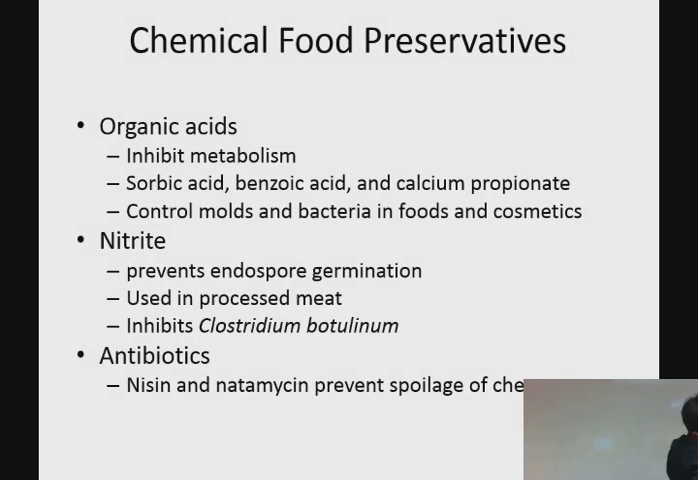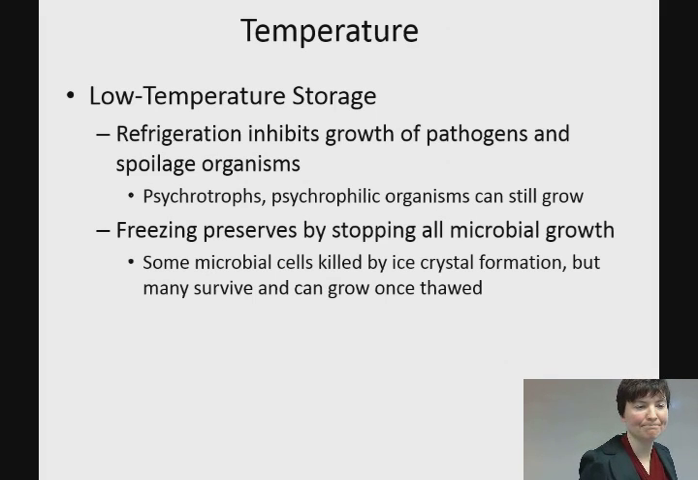Nitrite is really good at preventing endospores from germinating, and so it's frequently added to processed meat. Have you heard of nitrites in meat, like bacon and other kinds of treated meats? It's used because it inhibits Clostridium botulinum endospores from germinating. Antibiotics can also be used; sometimes they're added to cheese to prevent those cheeses from spoiling.